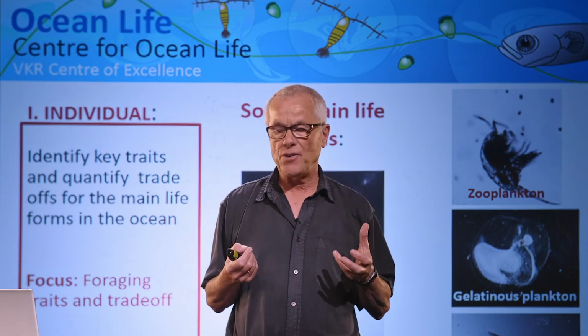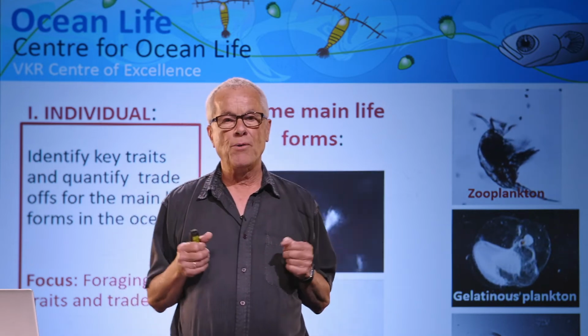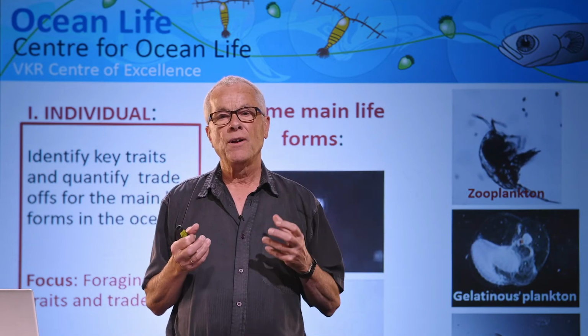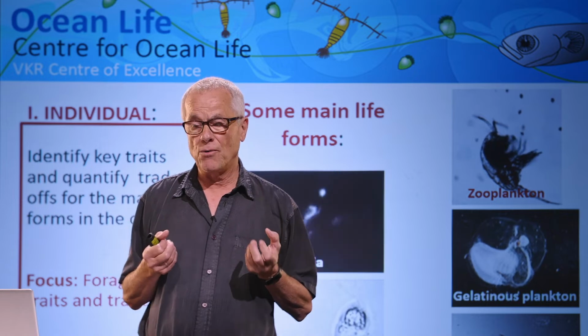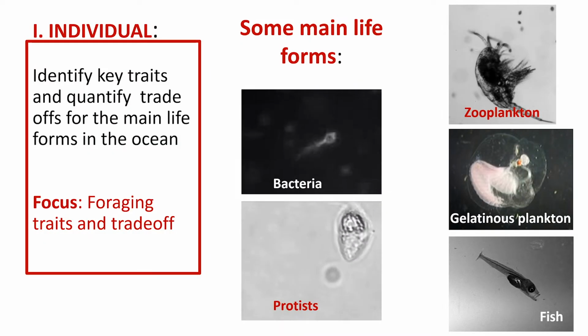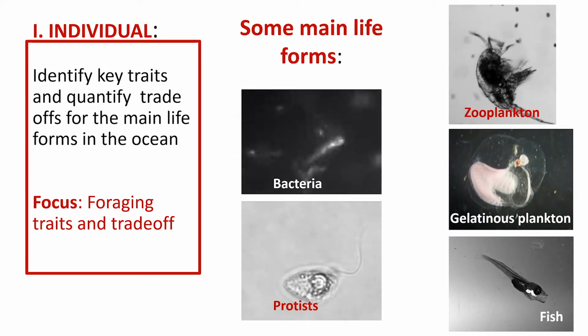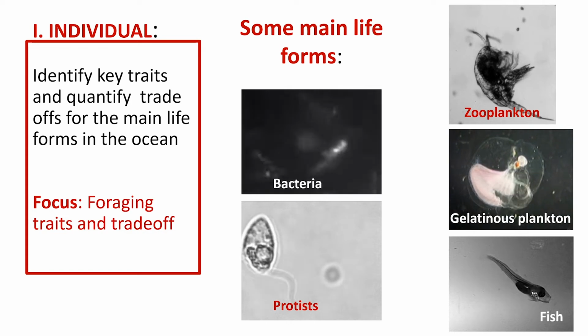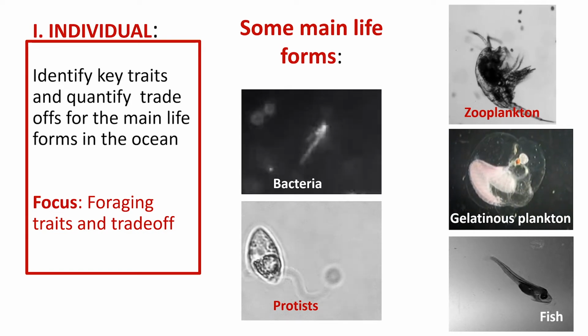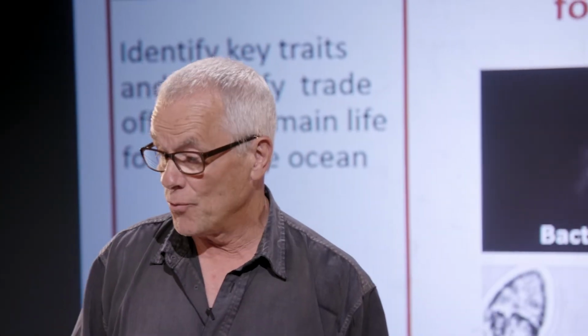Now, let's take an example of the first component, the individual, which focuses on key traits of individual organisms and their trade-offs. I will use zooplankton as an example and focus on its foraging traits. After all, foraging is the main function. An organism has to forage in order to survive and to reproduce.